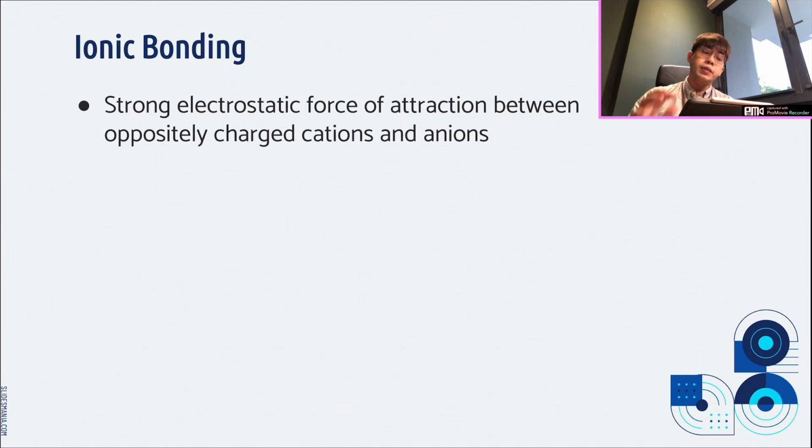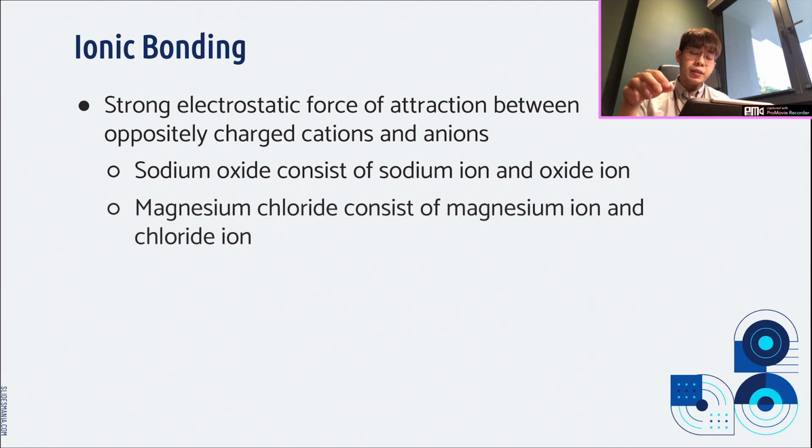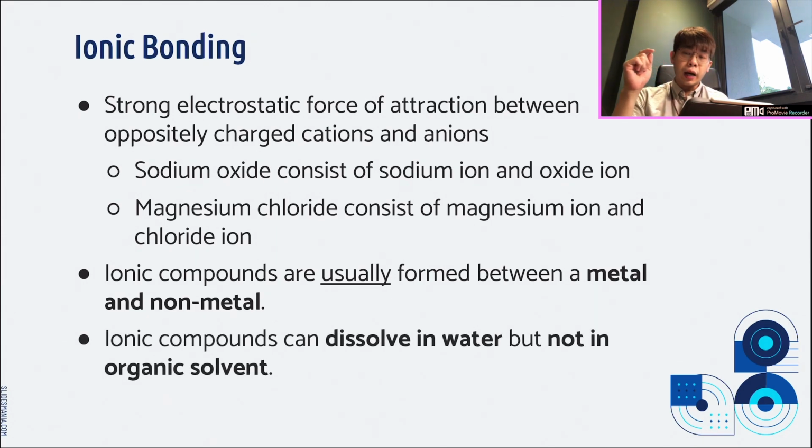Ionic bonding is defined as the strong electrostatic attraction between oppositely charged cations and anions. For example, sodium oxide, an ionic compound, has bonding between sodium ions and oxide ions. Magnesium chloride is the bonding between magnesium ions and chloride ions. Ionic compounds are usually, with some exceptions, formed between a metal and a non-metal. And ionic compounds usually can dissolve in water, but not in organic solvent.